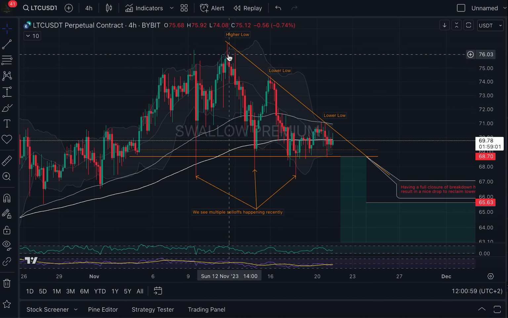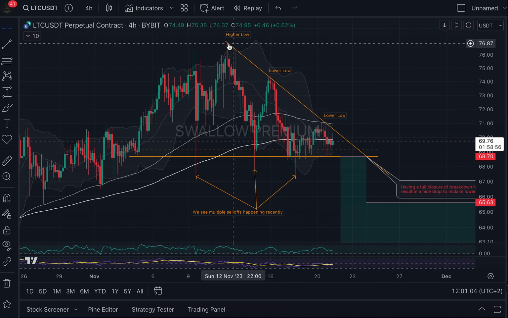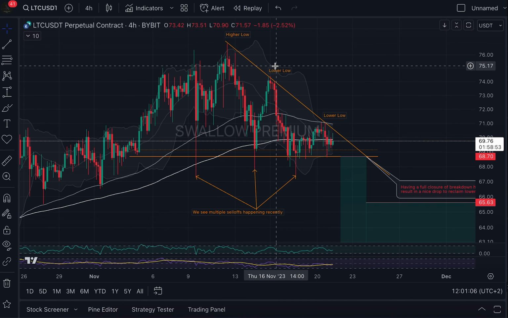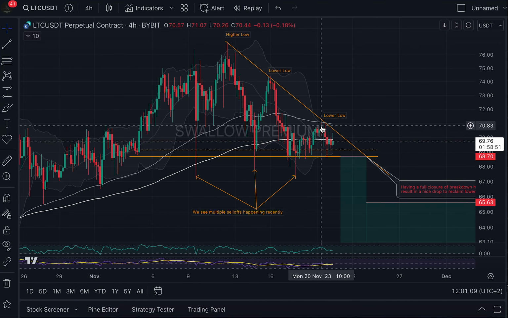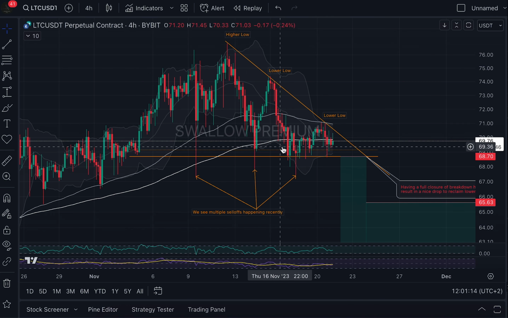But we also have been forming some kind of triangular pattern here. As you can see, a higher low was formed, then a lower low, and now a lower low which got rejected by the 100 EMA and is staying basically just between the 100 and 200 EMAs.